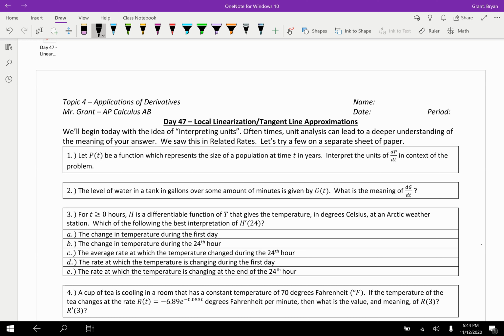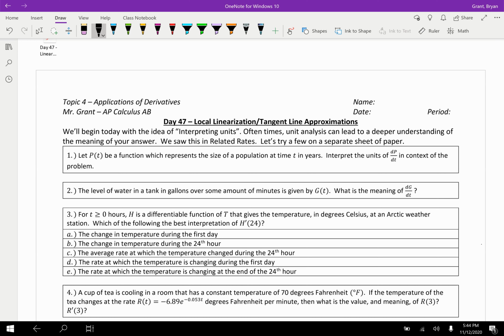units. And I'm never quite sure where to put this, and I think it fits in pretty well here because a bunch of our local linearization will be application problems. We actually saw interpreting units in related rates, but I never have a specific day where I go through problems where they're like, what does this mean? What are the units? How does it work with derivatives?